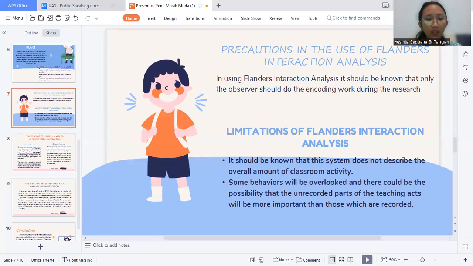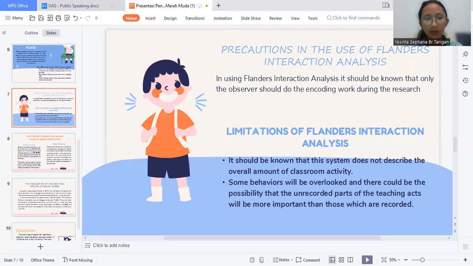And then the limitations of Flanders interaction analysis. It should be known that the system doesn't describe the overall amount of classroom activity. Some behaviors will be overlooked, and there could be the possibility that the unrecorded parts of the teaching acts will be more important than those which are recorded.